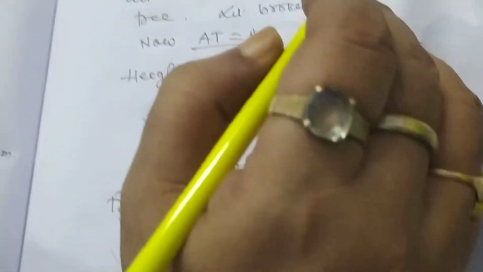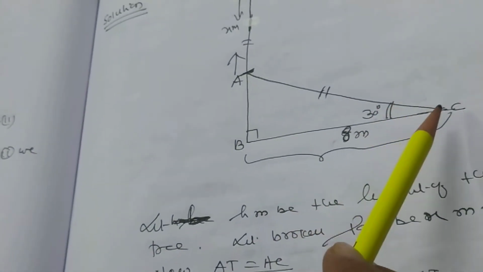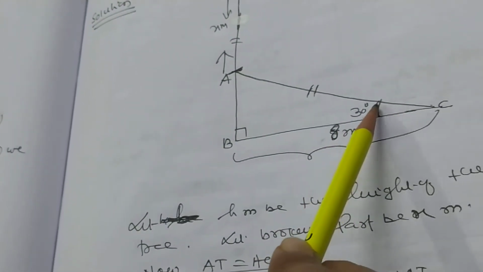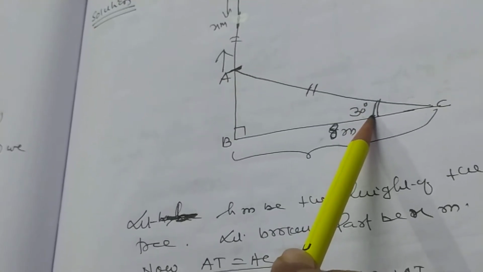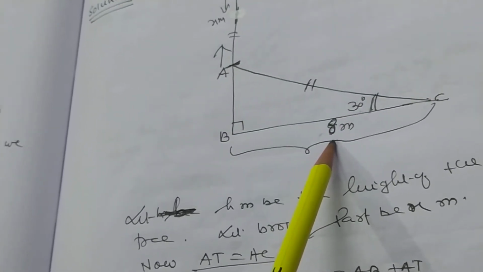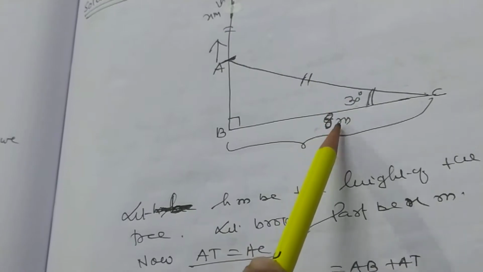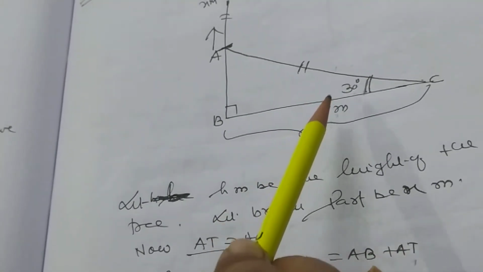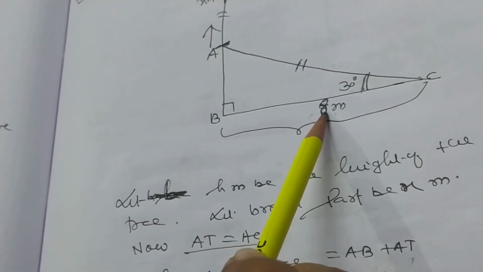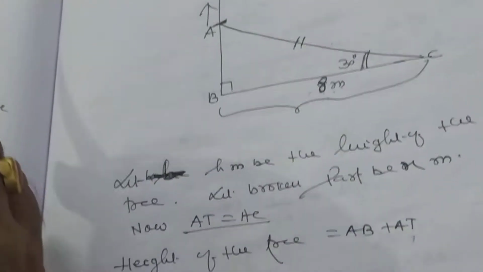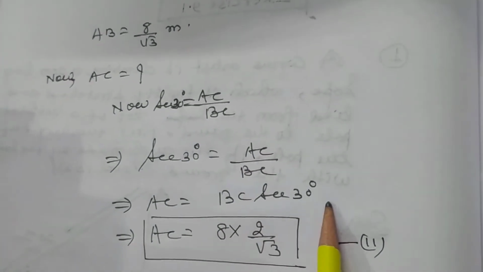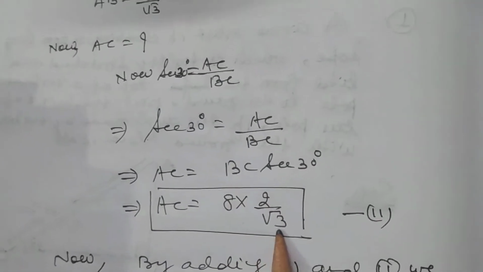Now we find out AC. Then which trigonometrical ratio will we take? AC by BC with respect to this angle 30 degree. We will take sec 30 degree. Hypotenuse by base. ये बहुत कारगर फार्मूला है. Hypotenuse by base is equal to sec. तो sec 30 degree is equal to AC by BC. So AC is equal to BC sec 30 degree. So AC is equal to 8 into 2 by root 3.